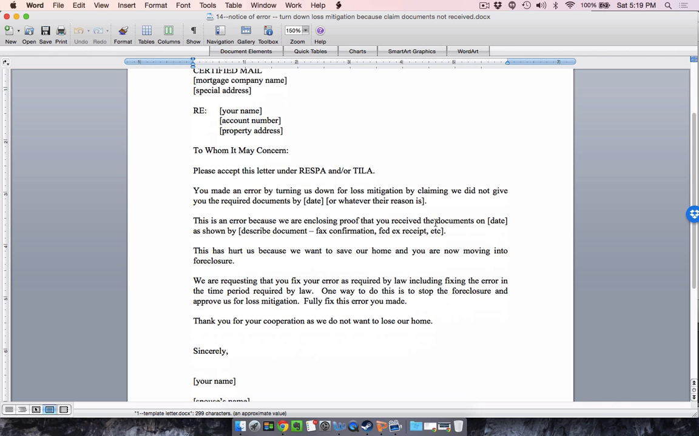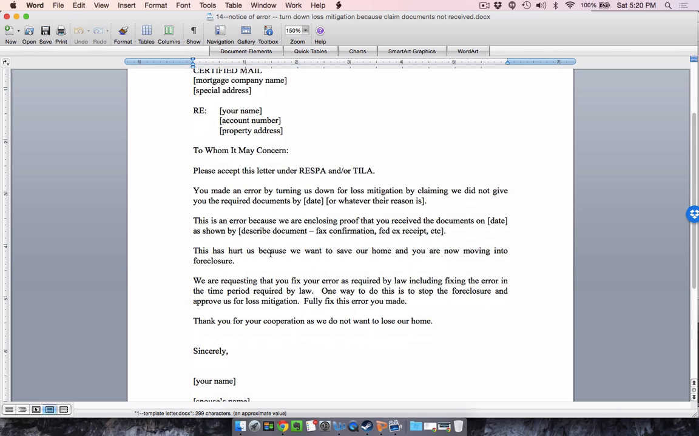Maybe it's a fax confirmation. Maybe you send them by email and you get an email back saying, thanks for sending those bank statements. This is all we need. And then a week later you get a letter saying, we're going to foreclose and take your house because we're rejecting your loan modification because you never sent us the bank statements. And you're like, oh my goodness, I've got the email where you thanked me for sending the bank statement. This is not unusual with these mortgage companies.